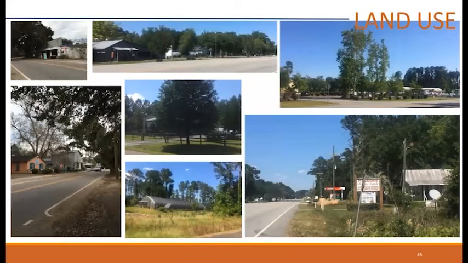Here we're just showing a couple of images of the village commercial area and the highway commercial areas. We can see the Graham Farm Road, the planned development nursery area, and some of the village commercial businesses.